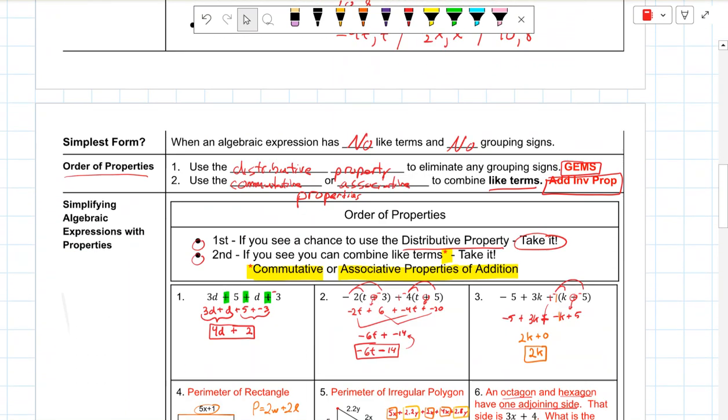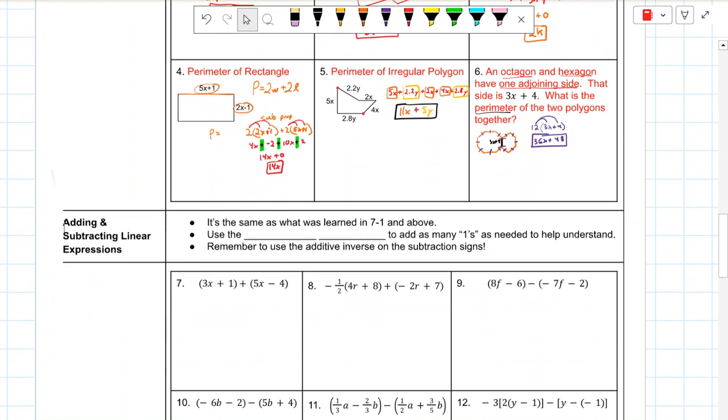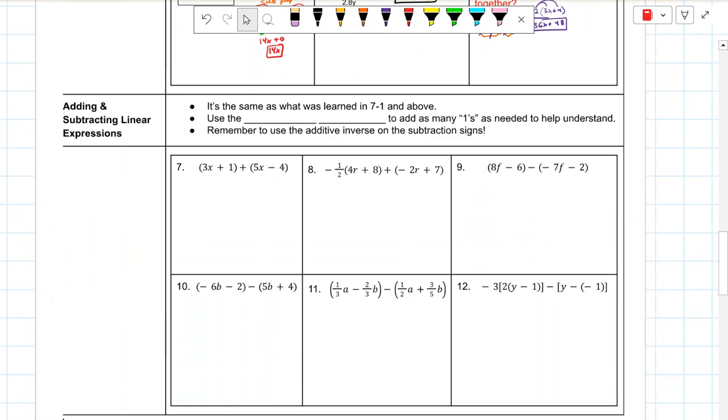We're going to travel all the way down past all of those things, and we're going to come to the last portion that we need to take care of. Today we're looking at adding and subtracting linear expressions. The first little bullet point says it's the same as what was learned in 7-1 and above.